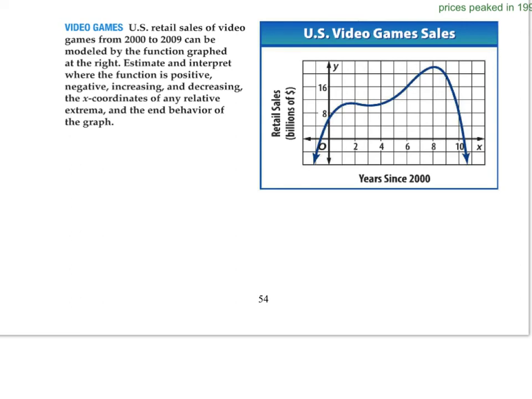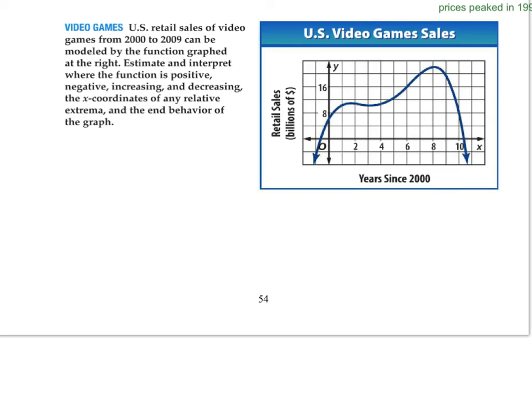You can pause it. So, used retail sales of video games from 2000 to 2009 can be modeled by the function graphed. Write, estimate, and interpret where the function is positive, negative, increasing, decreasing, the x-coordinates of any relative extrema, and end behavior. So same thing we were doing above.